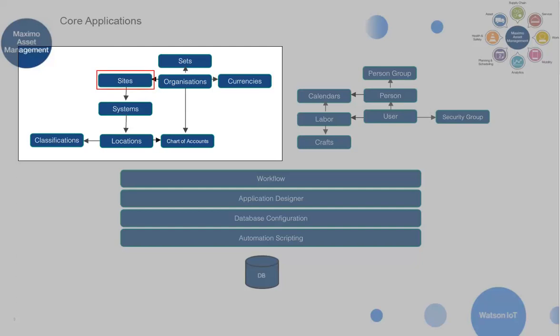Sites are an important structural record in Maximo, as the majority of your transactional data will be at that level. You must have at least one site, and amongst other things your work orders and POs will all be at the site level. Sites are also heavily used to control security and data access, something we'll talk about in a moment.